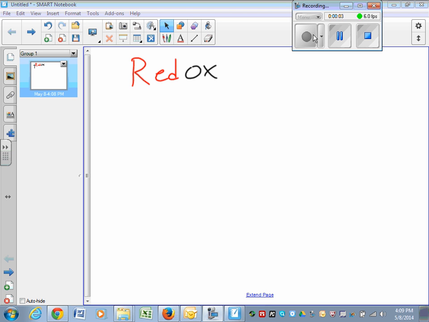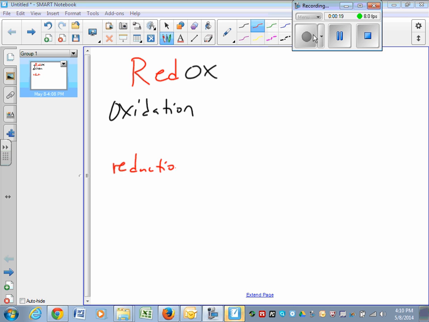Finally time to do redox, one of my favorite categories. So redox is shorthand for oxidation and reduction reactions. So in a redox reaction, you have oxidation and reduction going on at the same time. So what is oxidation and what is reduction? Oxidation is any reaction where there are electrons that have been lost.